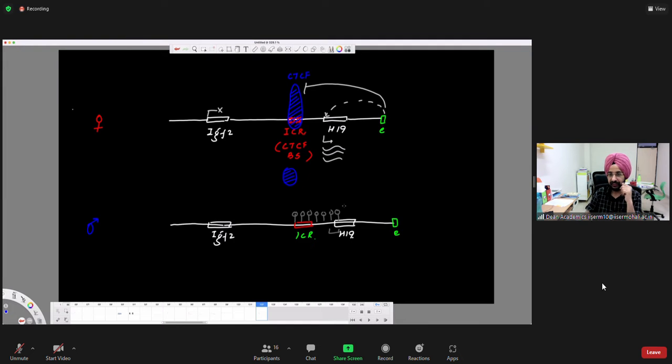Now since the H19 promoter is methylated, H19 is silent, but this enhancer can now access the IGF2 gene because of the lack of insulator binding. It is able to access the IGF2 gene and it is expressed, and this one is silent. You might wonder how this is happening.